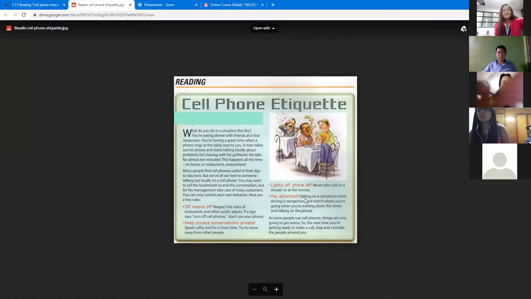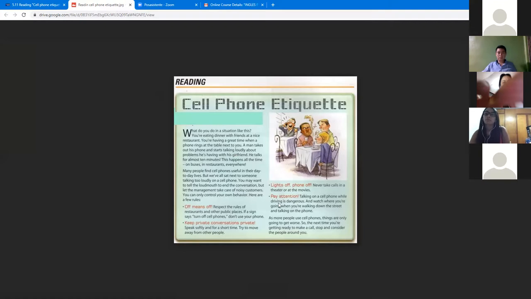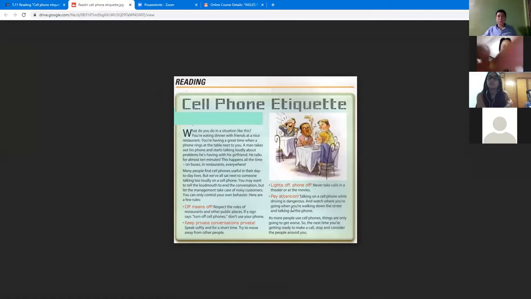Pay attention, right? Talking on a cell phone while driving is dangerous. And watch where you are going when you're walking down the street and talking on the phone. Okay? As more people use cell phones, things are only going to get worse. So the next time you're getting ready to make a call, stop and consider the people around you. Okay?